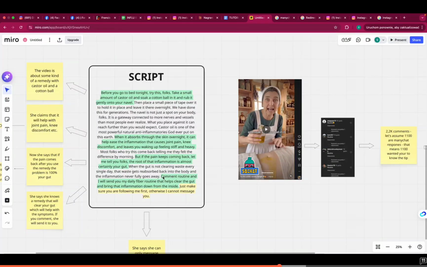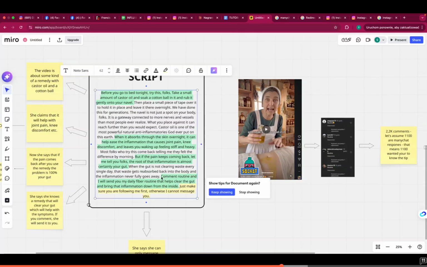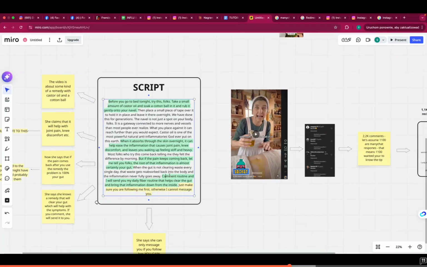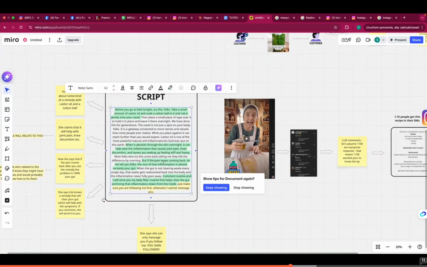And then there's the CTA to comment, and they will send you the recipe. So let's say instead of this, you actually plug the product in the script, right? So you say that fiber will solve this and this, and it will fix your gut by removing old waste, and just like that, the inflammation is gone, etc. Then it might not be the best move to plug the same thing by using ManyChat. But it doesn't mean that you cannot use ManyChat.